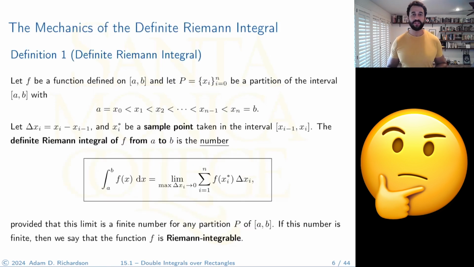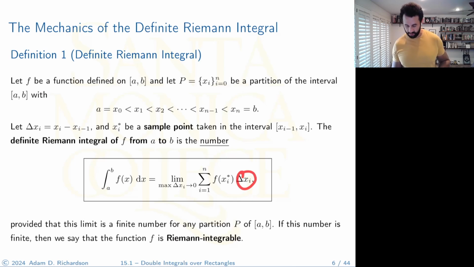Okay, so what this is saying is, if you want to define the Riemann integral of a function f from a to b, then you're going to take the limit of these partial Riemann sums. And what are these Riemann sums? This is basically the height of that rectangle. This is the width of the rectangle. So this expression here is the area of the rectangle.